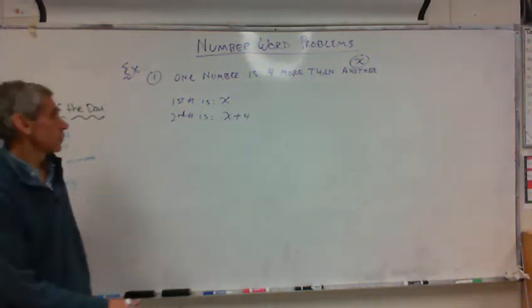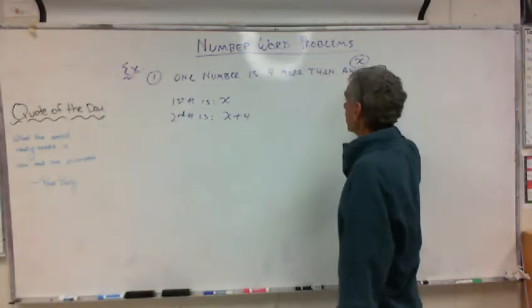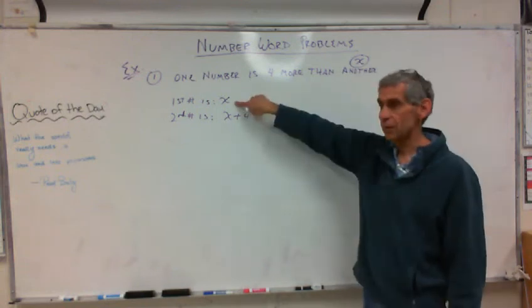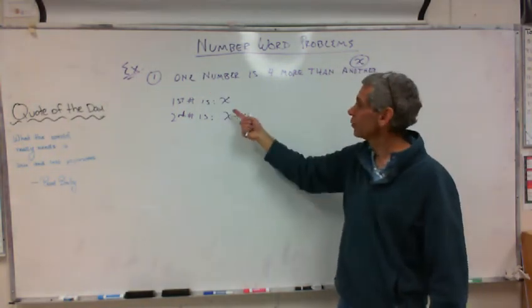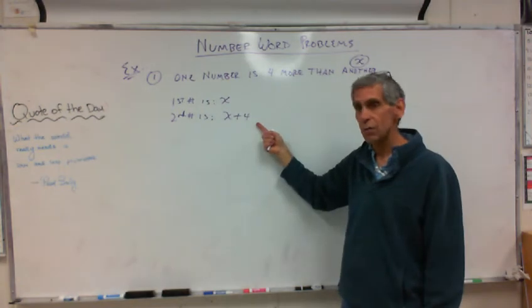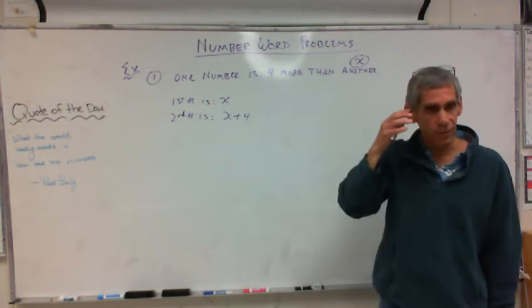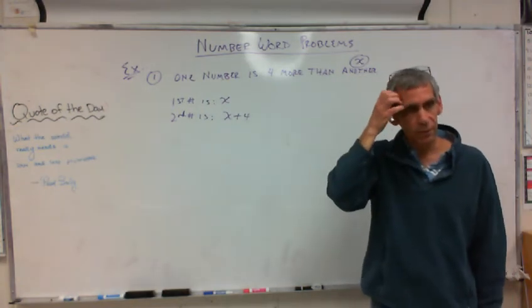One number is 4 more than another. Well, the another is my first number. My second number is the another plus 4. In other words, x plus 4. So immediately I got two numbers. Does that make sense? You get that?